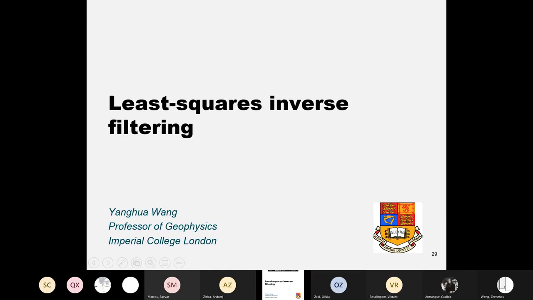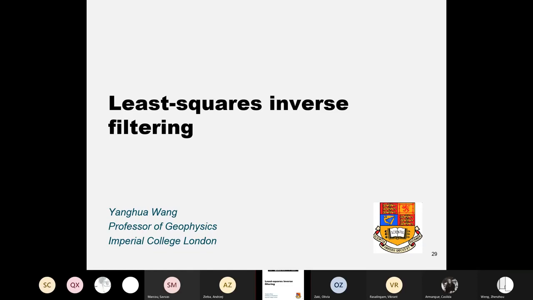We have introduced basic concepts of filters. So the filter in the frequency domain is a modification of a complex valued Fourier series, a Fourier transform, to the original Fourier transform of the original seismic trace. That's the filter.